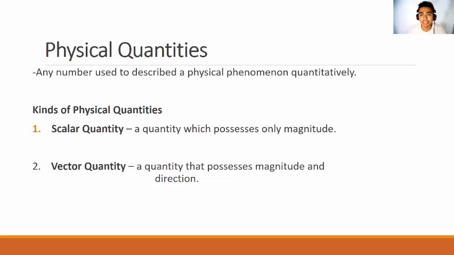Again, physical quantities, any number used to describe a physical phenomenon quantitatively. We have two kinds of physical quantities. There are scalar quantity, a quantity which possesses only magnitude, and vector quantity, a quantity that possesses magnitude and direction.